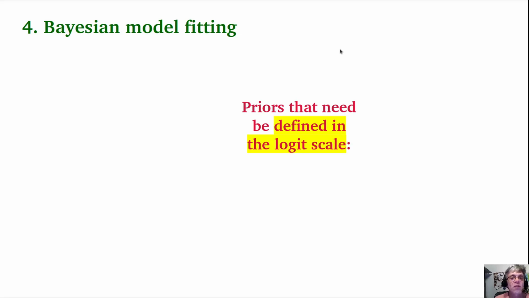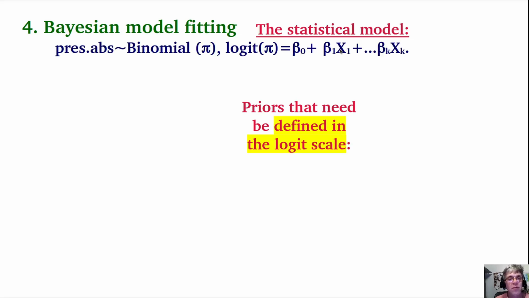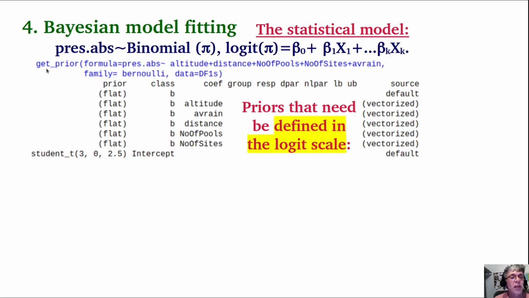For the Bayesian model fitting, we start by writing the statistical model, which is the same that we used for the frequentist fitting. With the command get_prior of the package brms, we indicate the explanatory variables, and family equals Bernoulli, which means that we are going to fit a GLM with a binary response variable. The priors need to be defined on the logit scale. The logit scale is the scale of the link function in which the parameters are going to be estimated. So the link function is independent of the machinery that we use to estimate parameters.